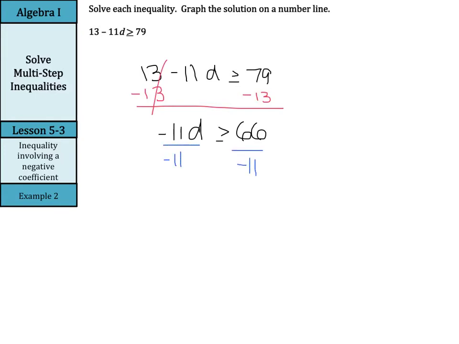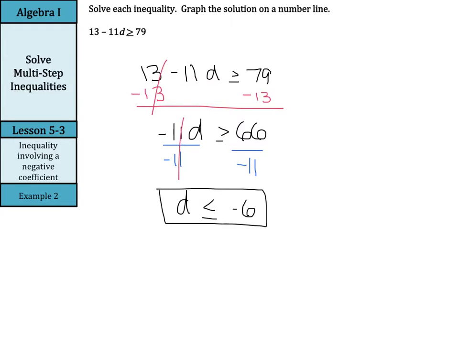We divide by the negative 11 on both sides, and we're left with d is less than or equal to, again, we divided by a negative number on both sides, so we reverse the inequality. 66 divided by negative 11 is negative 6.